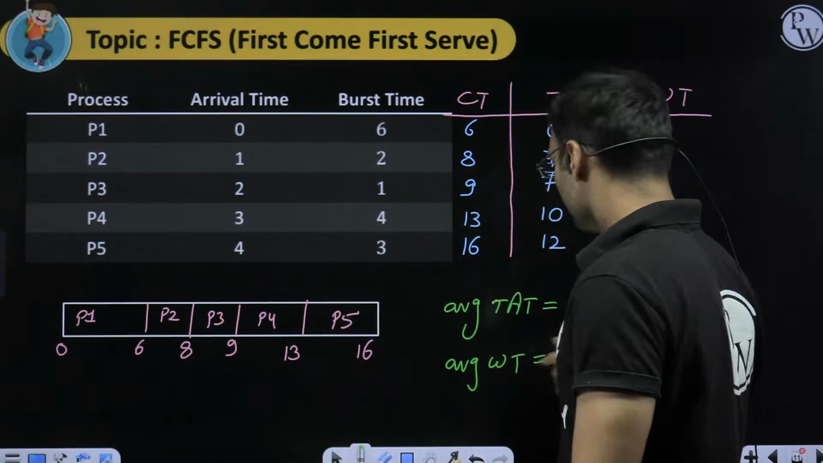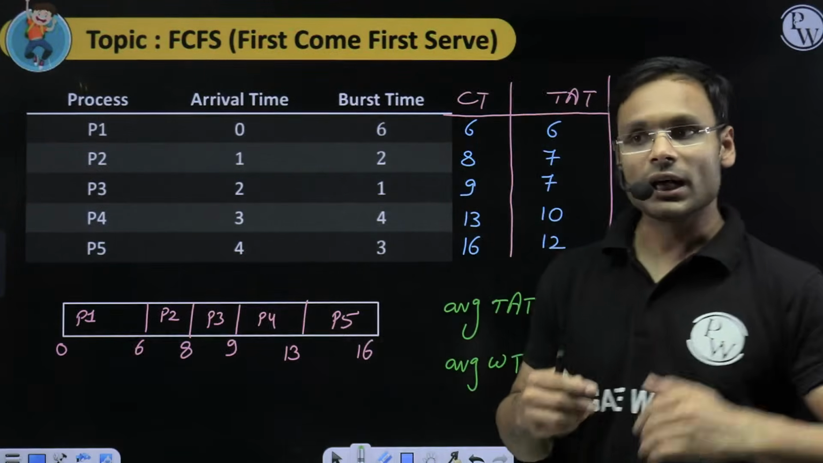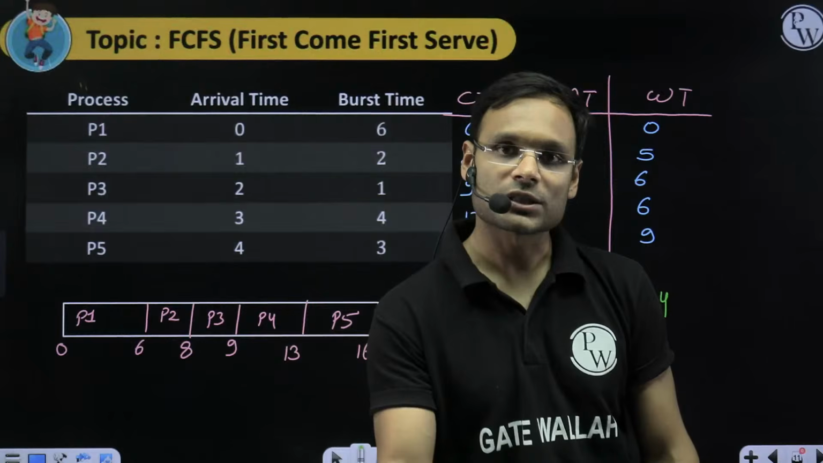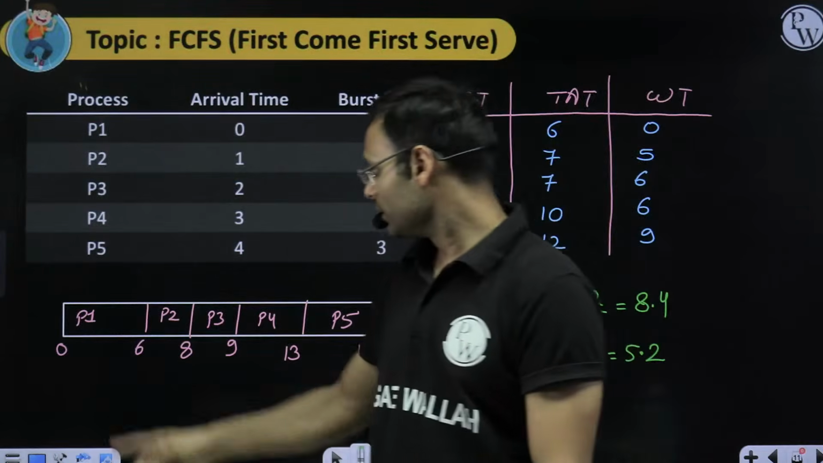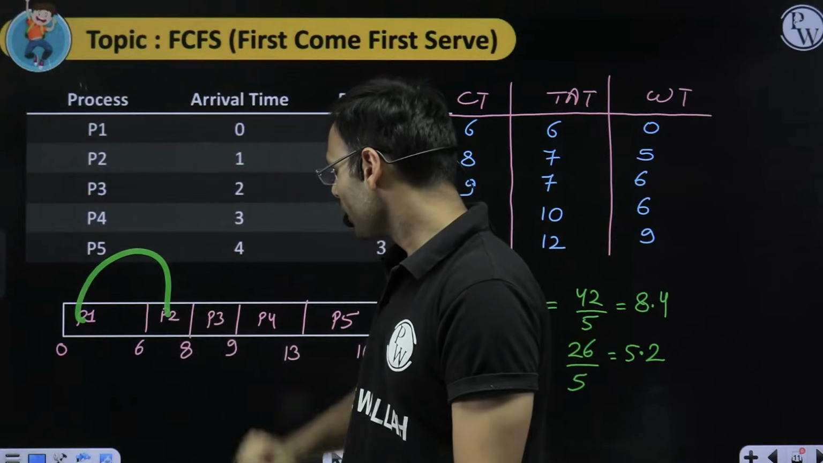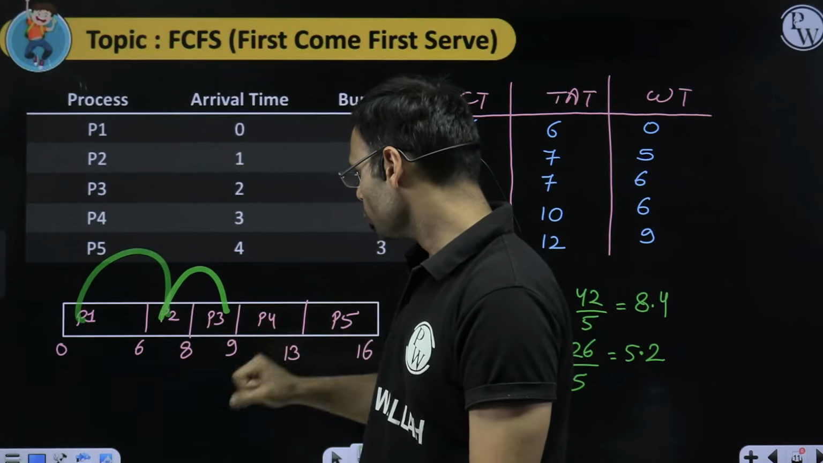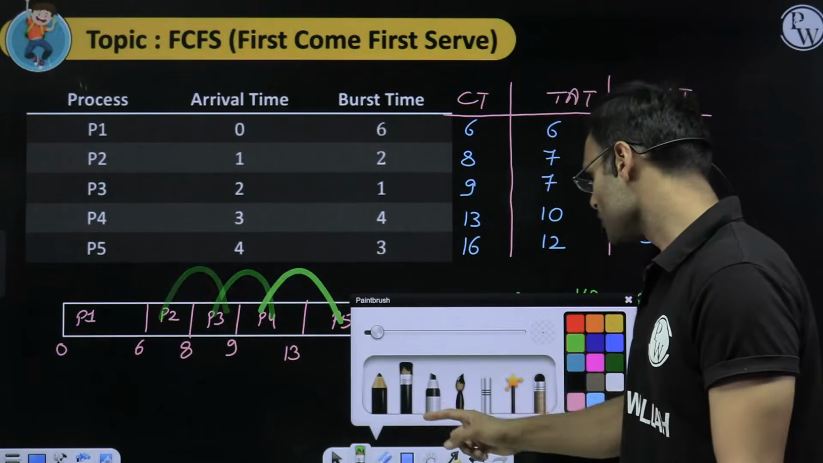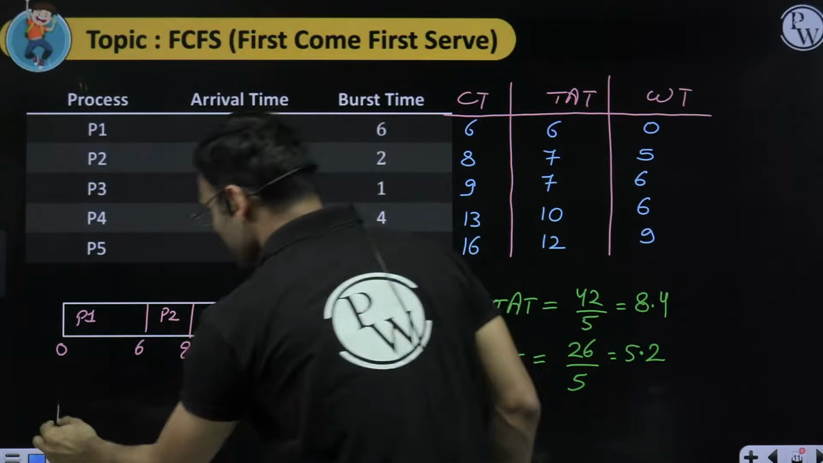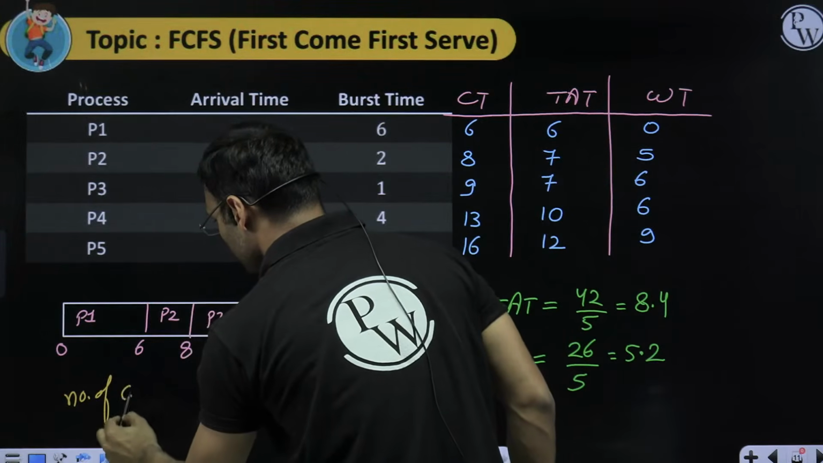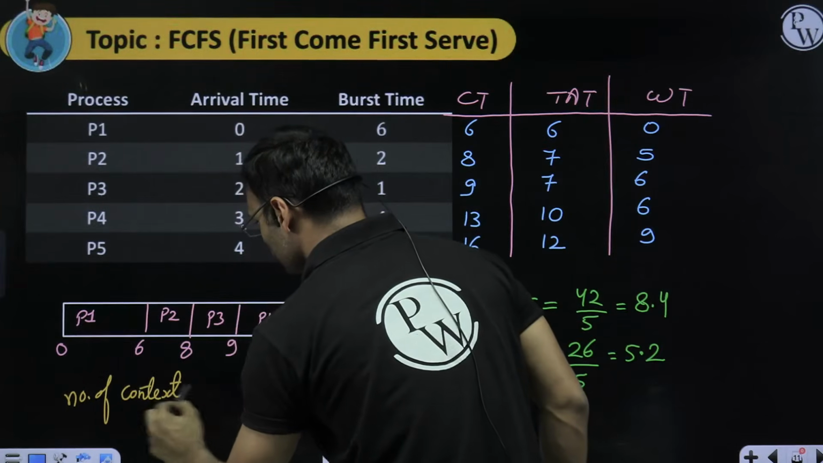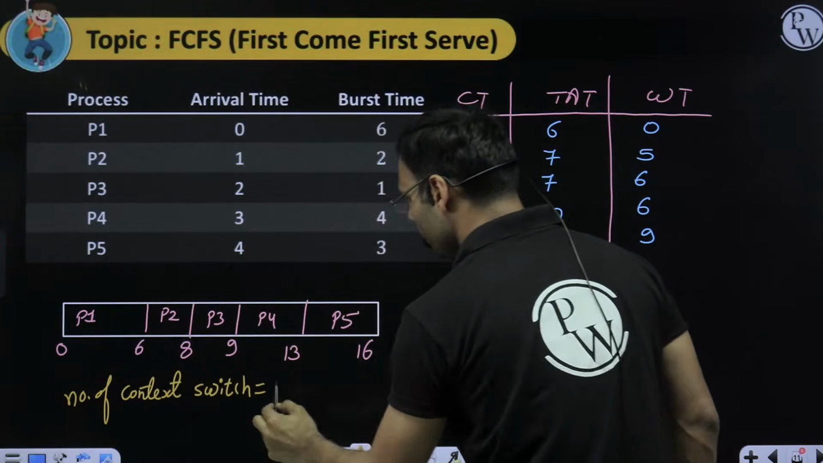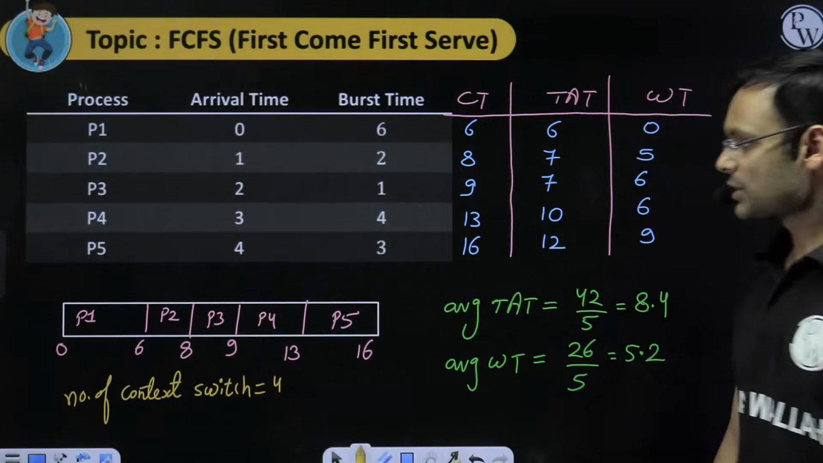First thing, when you are executing these 5 processes, how many times does a context switch occur? Context switch means one process stops running, another process starts running. This P1 stopped, P2 runs, one context switch. P2 to P3, 2. P3 to P4, 3. Then 4. Total 4 context switches are here. So if somebody is asking the number of context switches, then the answer is 1, 2, 3, and 4. 4 context switches are there.